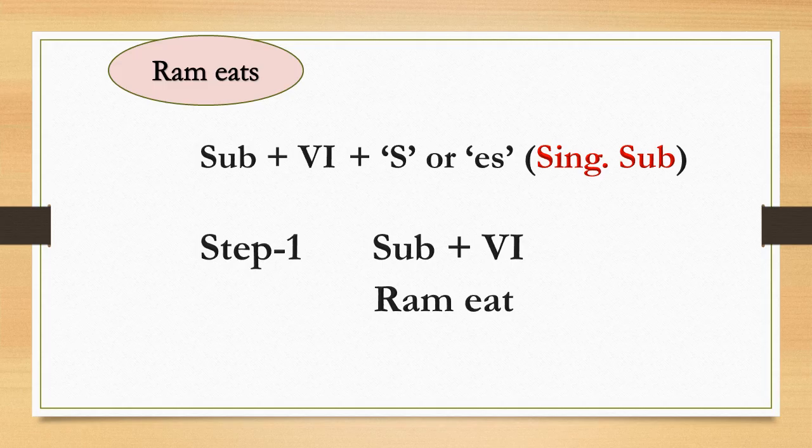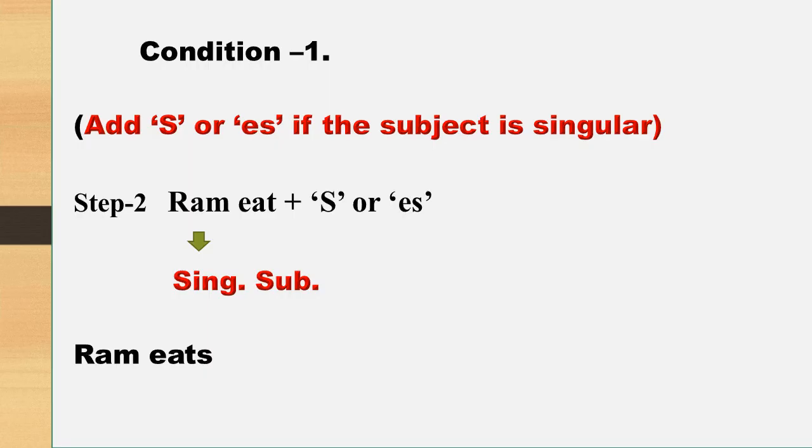So what you do, just see in the next slide. Condition 1 says add s or es if the subject is singular. So here I write Ram. I have put in the first form of the verb eat, and after this I have to write s or es, and we know that my subject Ram is singular, so I have to add s, because condition 1 says: add s or es if the subject is singular. Right now I am only talking about s, not es. Okay, so it becomes Ram eats.